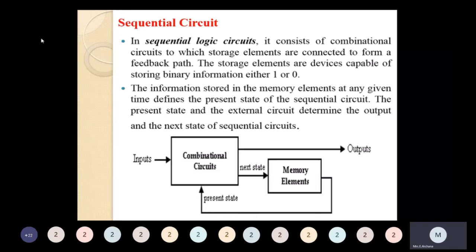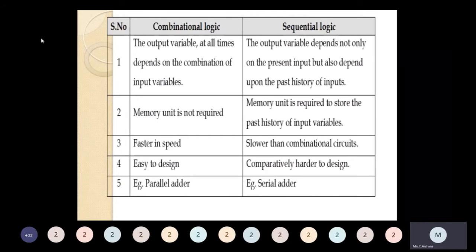So we call the sequential circuit a combinational circuit which consists of a feedback path. The information stored in the memory element is binary information, either 1 or 0. The information stored in the memory element at any time defines the present state. So the present state and the external input determine the output and the next state of the sequential circuit. This is the meaning of sequential circuit.